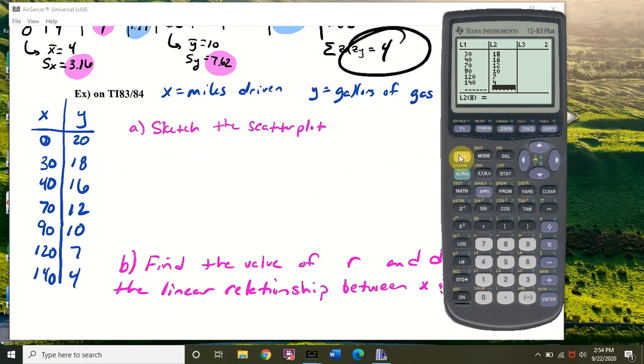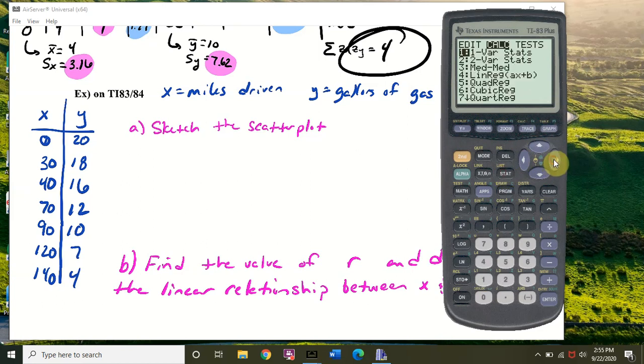If I want, I can now go scatter plot. Make sure, again, it's on. It should still be on. Zoom 9. There's the scatter plot. So again, as the miles driven goes up, the amount of gas left goes down. It does a pretty good job of forming a line, although not a perfectly straight line. I would intuitively expect an R value close to -1. It does a pretty good job of forming a straight line with a negative slope.